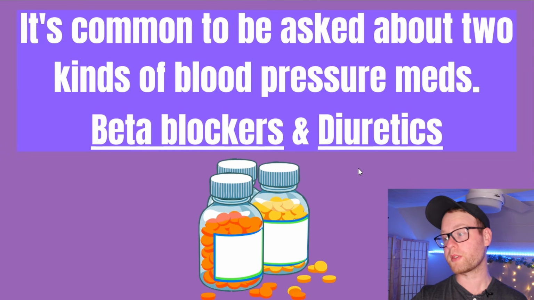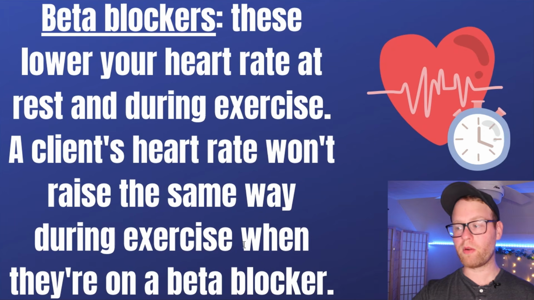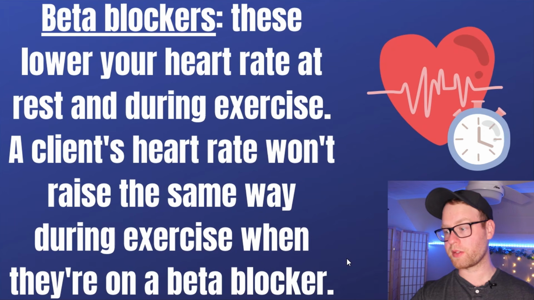And while we're on the subject, it's common to be asked about two different kinds of blood pressure medications, and those would be beta blockers and diuretics. So beta blockers lower your heart rate at rest and during exercise. And this means a client's heart rate won't raise the same way during exercise when they're on a beta blocker. So if you're asked a question about a client who's walking uphill on a treadmill, but their heart rate just isn't going up, well, most likely that person is on a beta blocker.